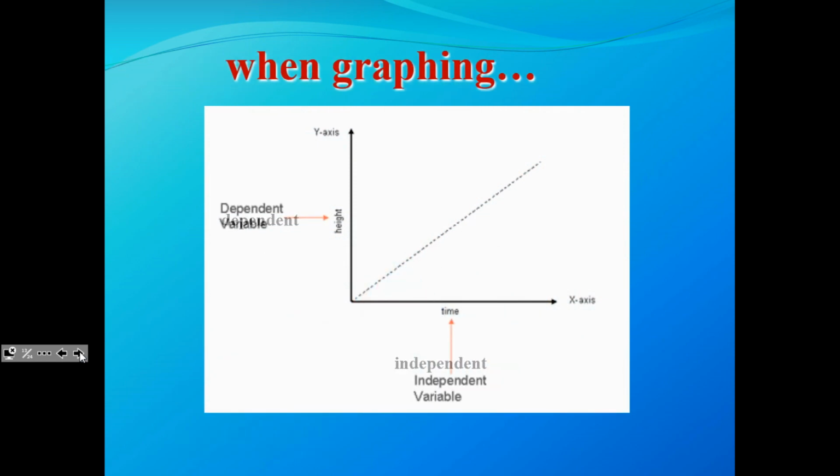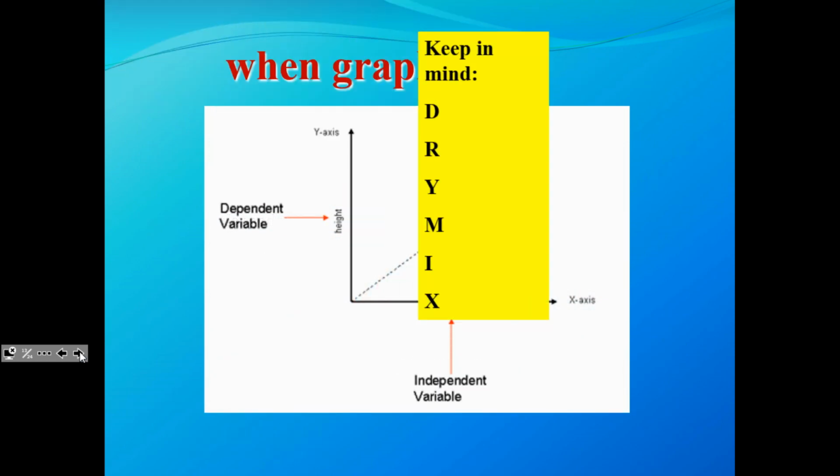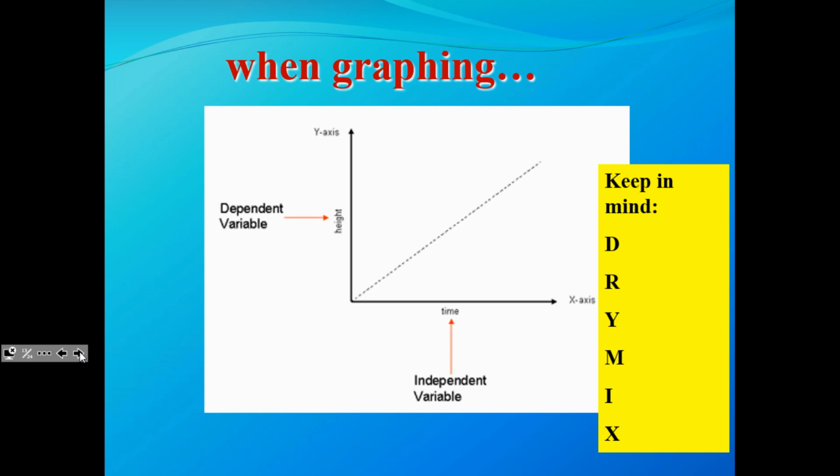So when we're graphing in this class, which we will do 1 or 2 times, we might want to keep in mind DRY MIX. The dependent variable is on the range, which is on the y-axis. The manipulated or independent variable is on the x-axis.